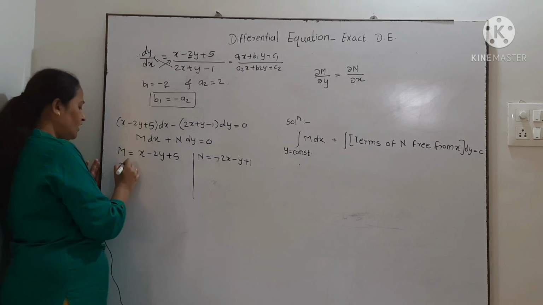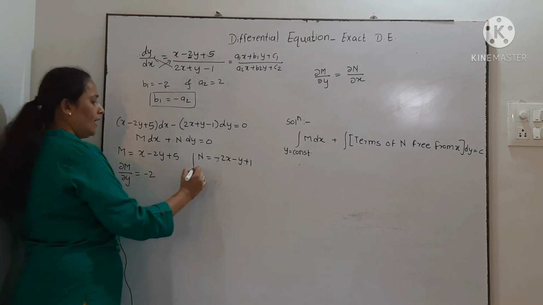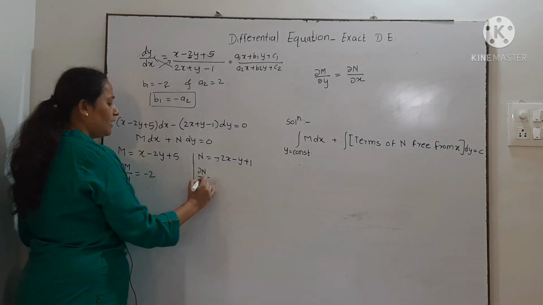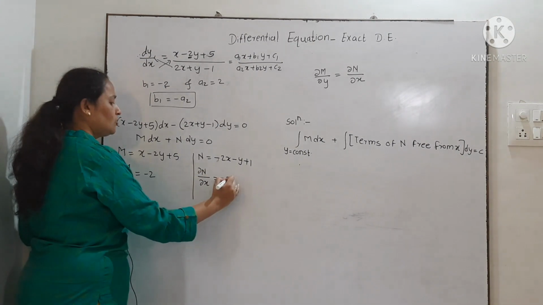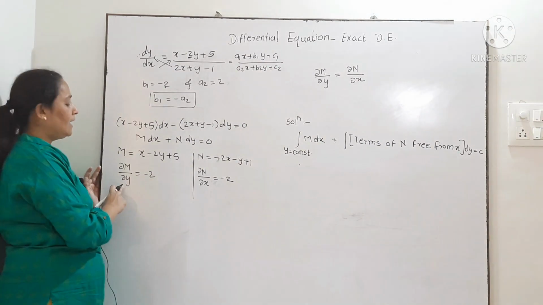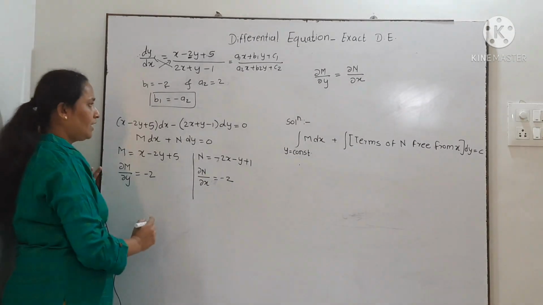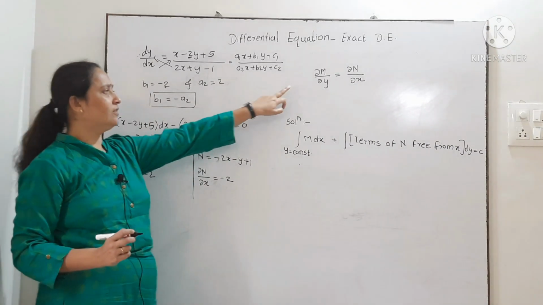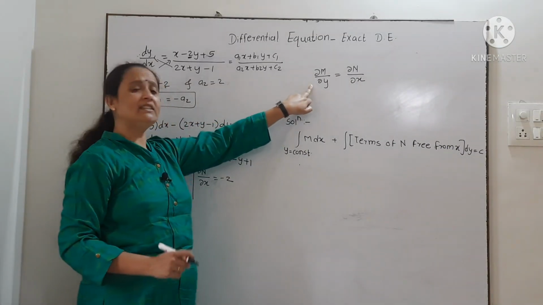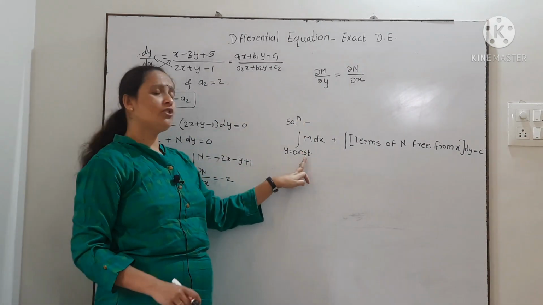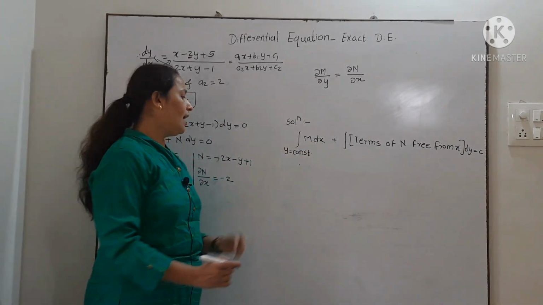Now if I find the derivative of M with respect to y, it is minus 2, and the derivative of N with respect to x, it is again minus 2. So you have ∂M/∂y is minus 2, as well as ∂N/∂x is also minus 2. So we can say that the condition of exactness is satisfied. Therefore its solution will be given by integral M dx.